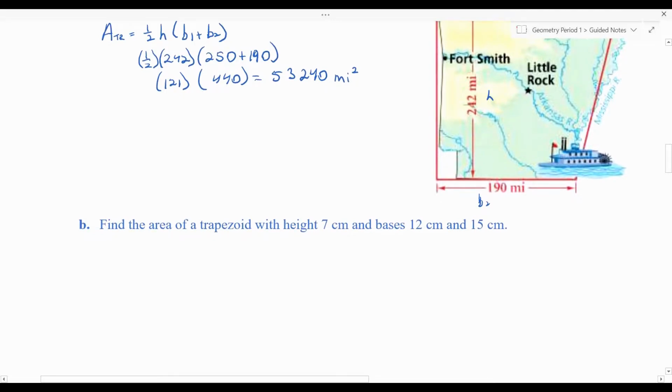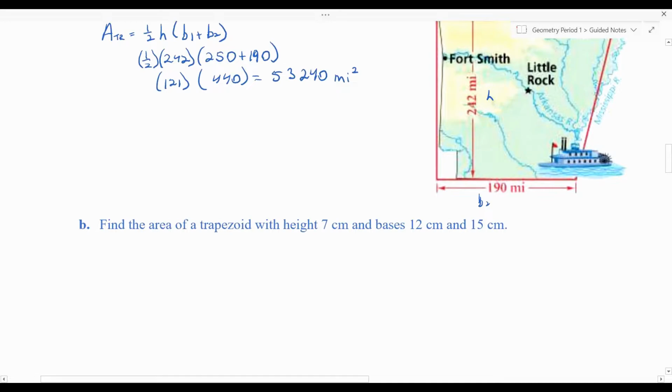As usual, as soon as I finish reading it, pause the video, give it a shot, and then see if you get the same answer as I do. It goes: find the area of a trapezoid with height 7 centimeters and bases 12 centimeters and 15 centimeters. Good luck.